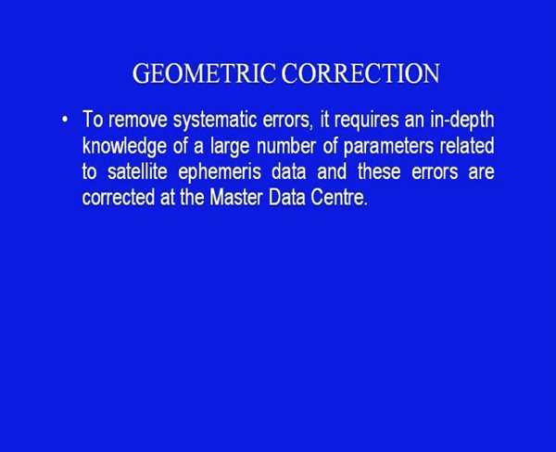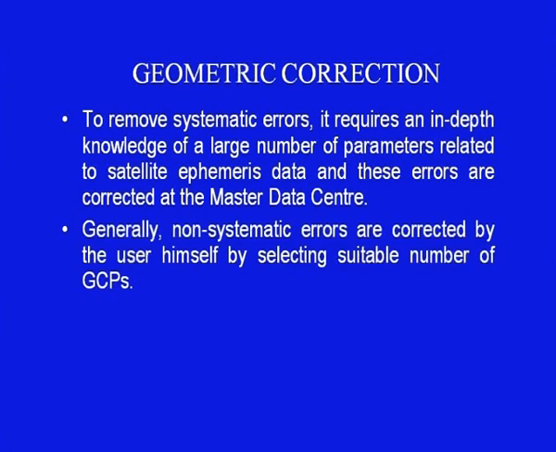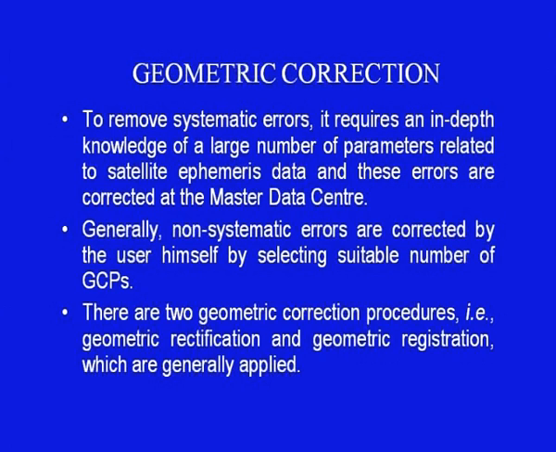To remove systematic errors, it requires an in-depth knowledge of a large number of parameters related to the satellite ephemeris data, and these errors are corrected at the master data center. Generally, non-systematic errors are corrected by the user himself by selecting a suitable number of GCPs. There are two geometric correction procedures, that is geometric rectification and geometric registration, which are generally applied.